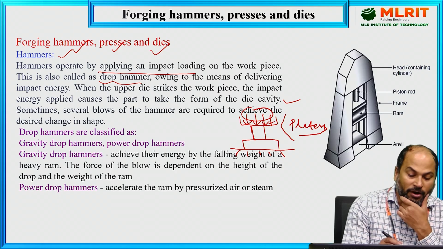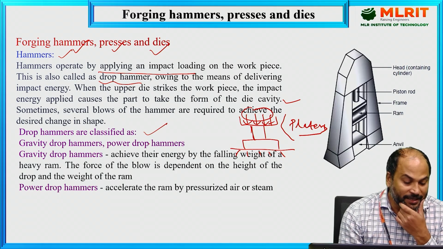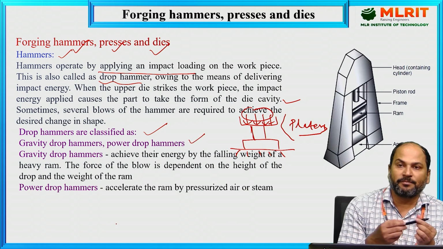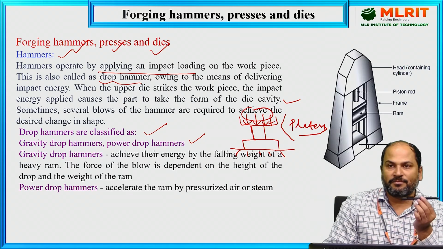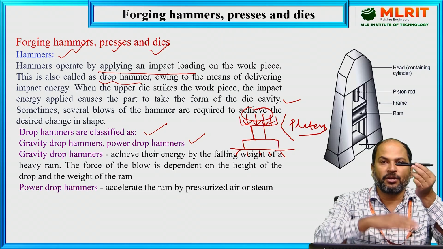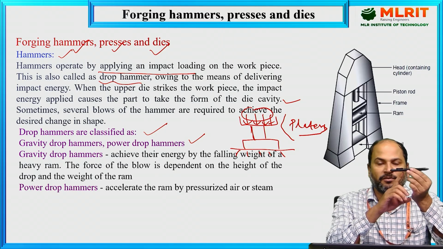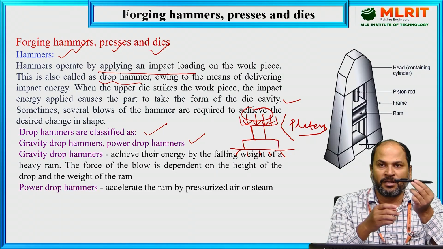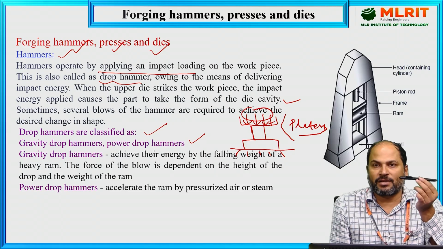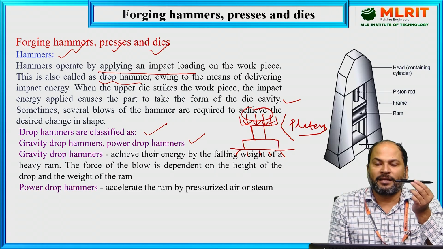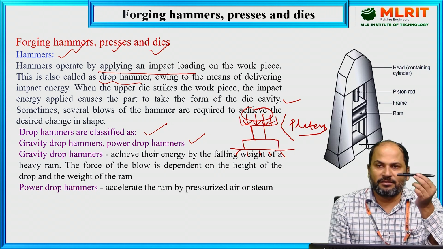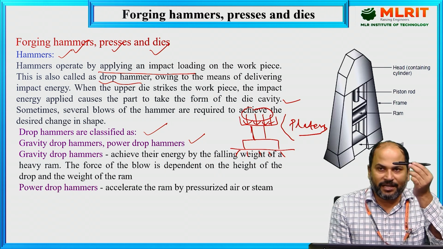Okay, so drop hammers, if you see the classification, may be gravity drop hammers or power drop hammers. Gravity means we are simply lifting it. Suppose this stylus is in my hand, and it is some distance from the surface where I'm sitting. So it has gravitational potential energy. From where did this gravitational potential energy come? When I'm lifting this, I'm doing work against gravity. So whatever work I have done against gravity will be stored in this stylus in the form of gravitational potential energy.